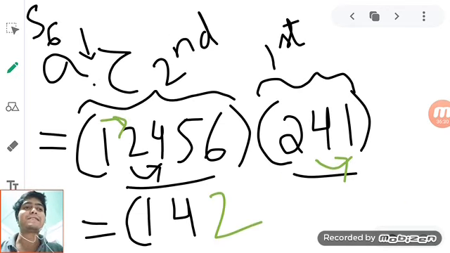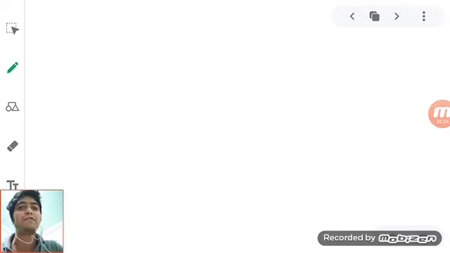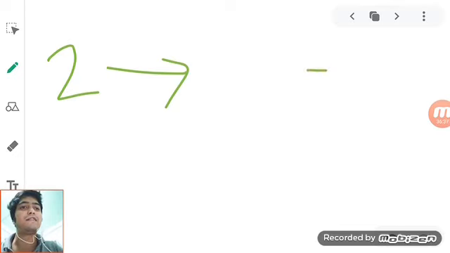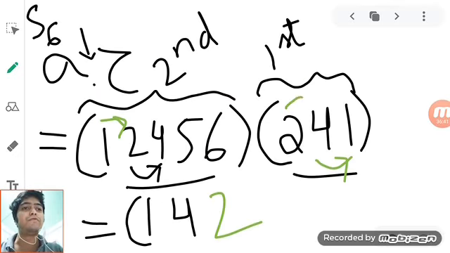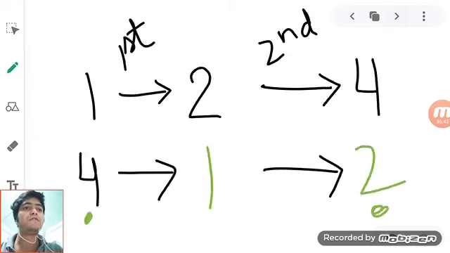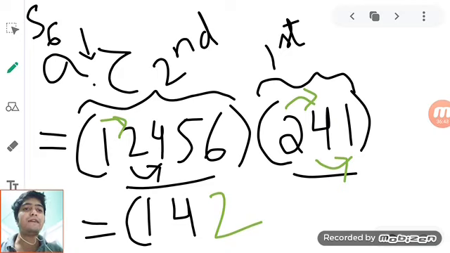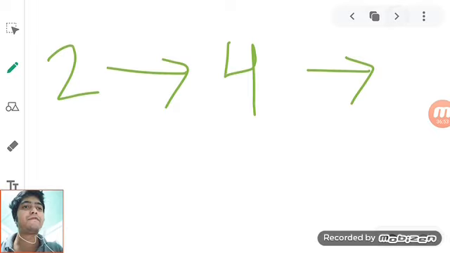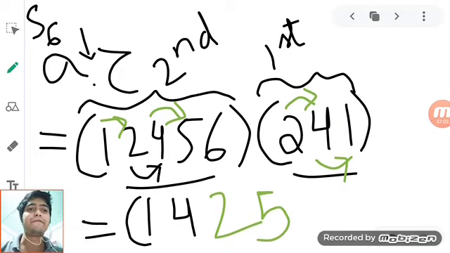Now we will start with 2. Again, first cycle, second cycle. Let's see. 2 goes to 4. And 4 goes to 5 in the second cycle. So 2 goes to 5.